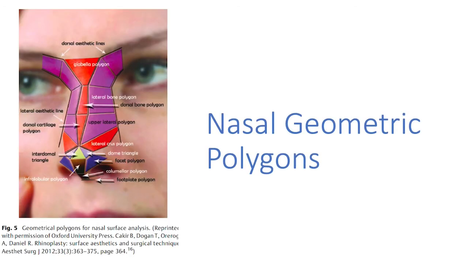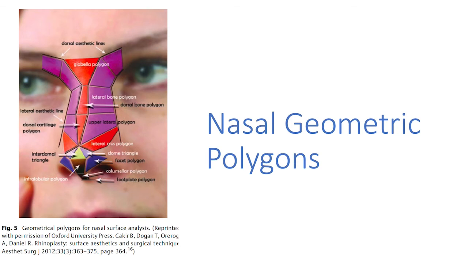In contrast to the established aesthetic lines and angles, Kekier et al. describe the use of nasal geometric polygons for the aesthetic evaluation and development of operative goals in rhinoplasty. This is a relatively new approach. The authors evaluate the nose through polygons and triangles to identify the inherent shadows and highlights related to anatomic structures. These geometric polygons include the glabella polygon, the dorsal bone polygon, the dorsal cartilage triangle, the lateral bone, upper lateral cartilage, facet, infralobular, columella, and footplate polygons, and the dorsal cartilage, dome, and interdomal triangles.